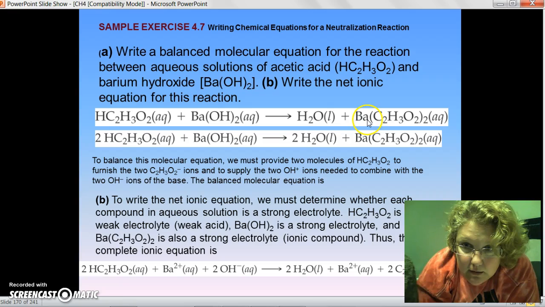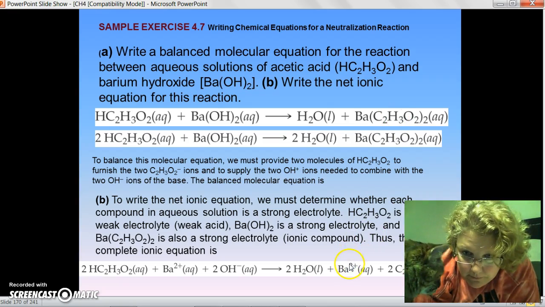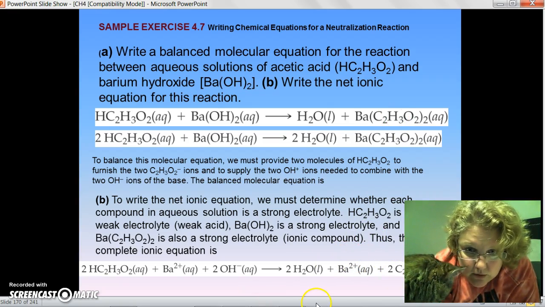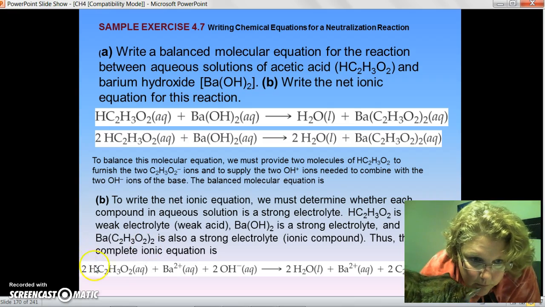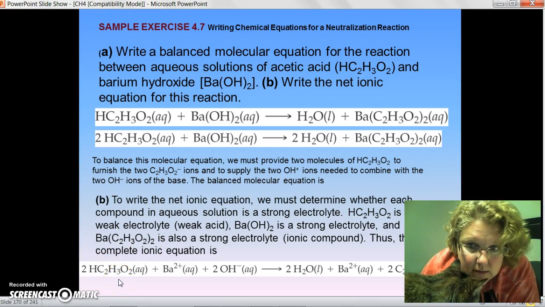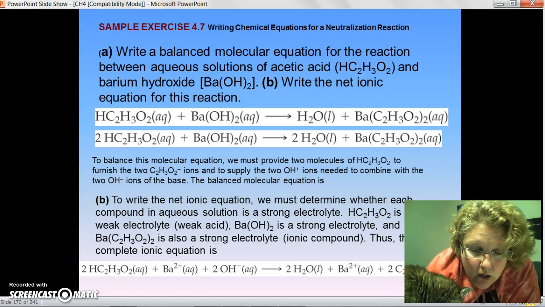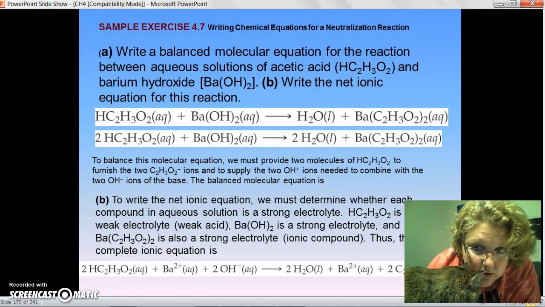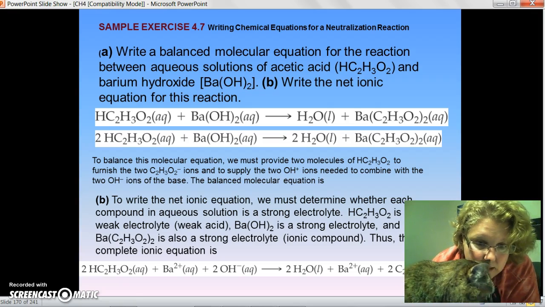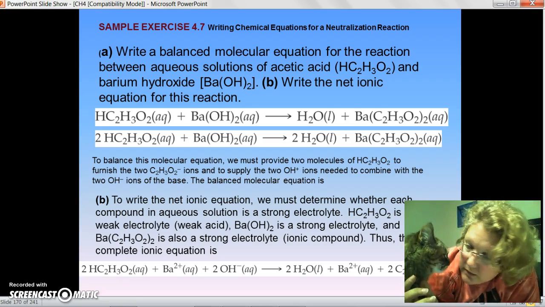And then the barium acetate, that is completely soluble. All acetates are soluble, so it will be busted up in the complete ionic equation. So because we didn't break apart the acetic acid into ions here, this is going to make our net ionic equation not quite as simple. We're not going to have just H and OH making water.